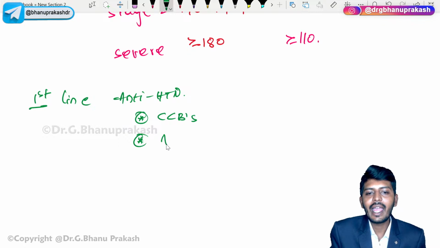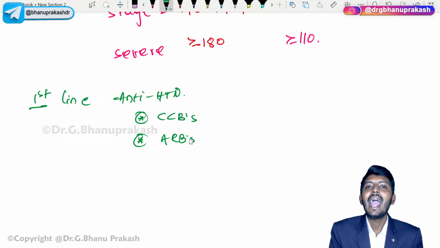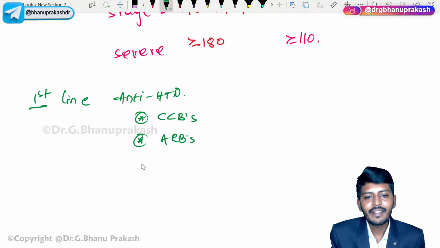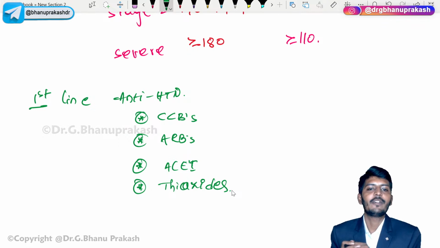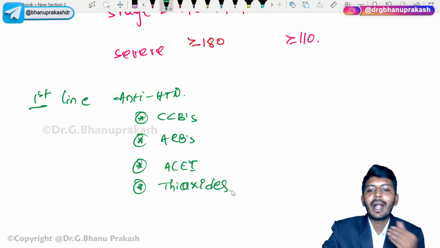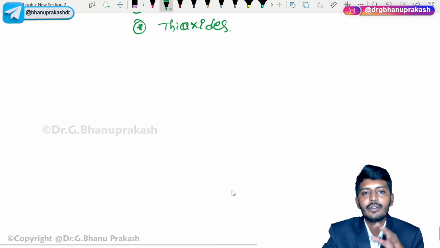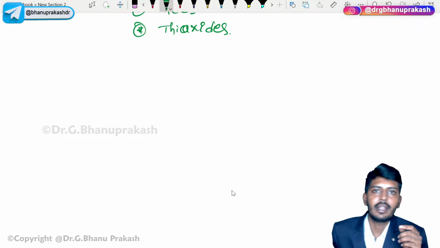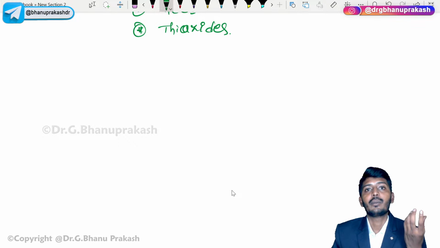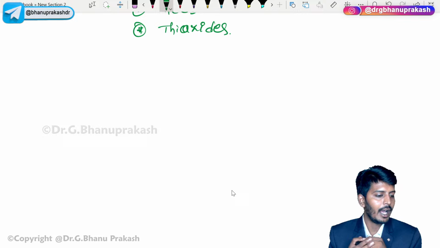Then we have ARBs. Yesterday we discussed angiotensin receptor blockers. Then we have one more, ACE inhibitors. What is that called? ACE inhibitors. And the most important, that is your thiazides. So these are the four major groups of antihypertensives we have. But to understand the other antihypertensives and these drugs, first we need to know how your body will respond if there is a reduction in the BP.